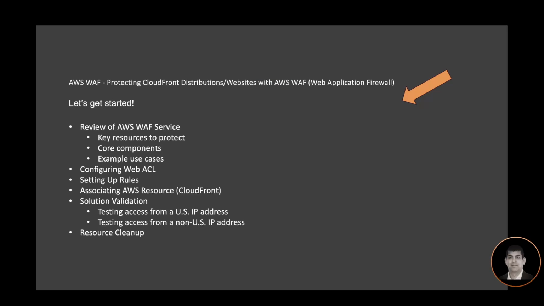Let's get started. We're going to review the AWS WAF service. We're going to look at the key resources to protect the core component and example use cases that WAF supports. We'll configure the web ACL, setting up rules, and associating AWS resources, and that will be CloudFront, and then solution validation. So we will validate that yes, a US IP address can access the website, and we'll also validate that a non-US IP address is getting a 403 forbidden error message. And then of course we need to do the resource cleanup.